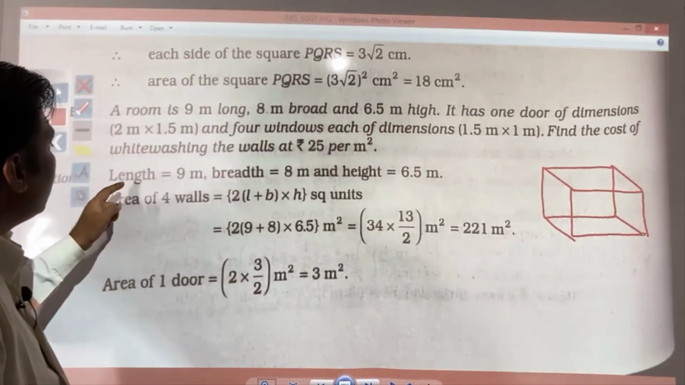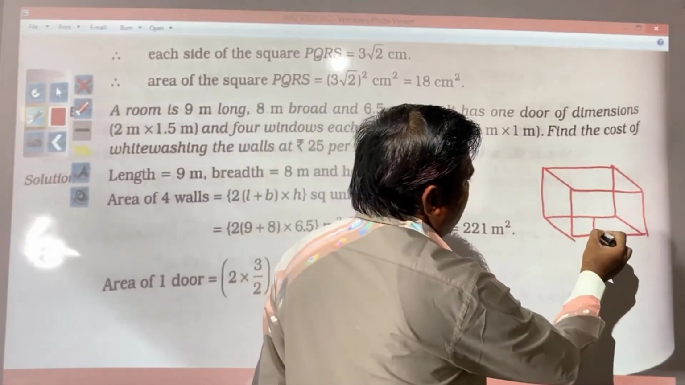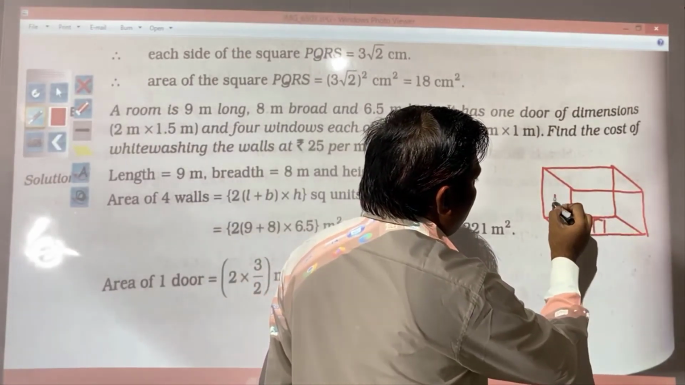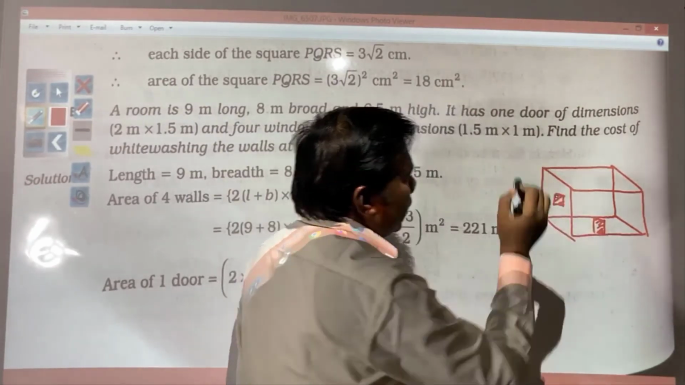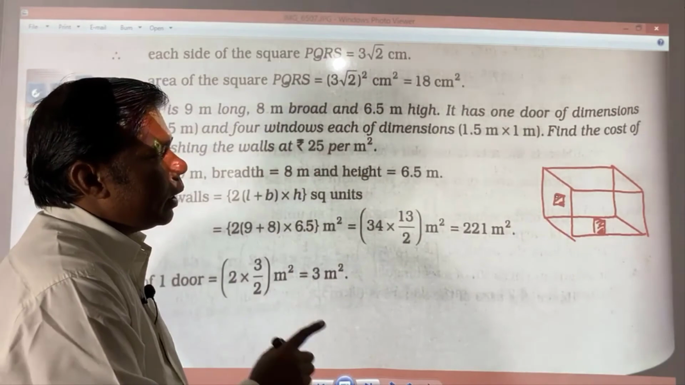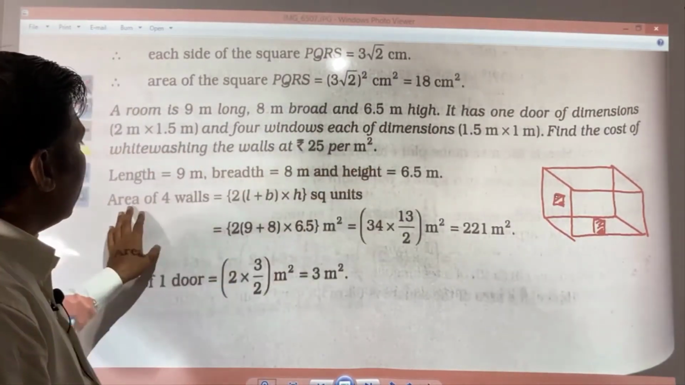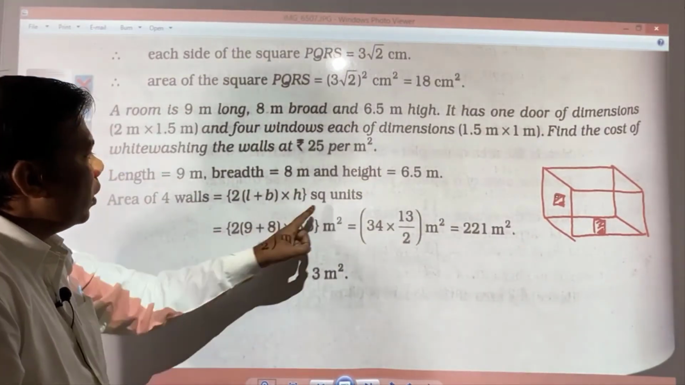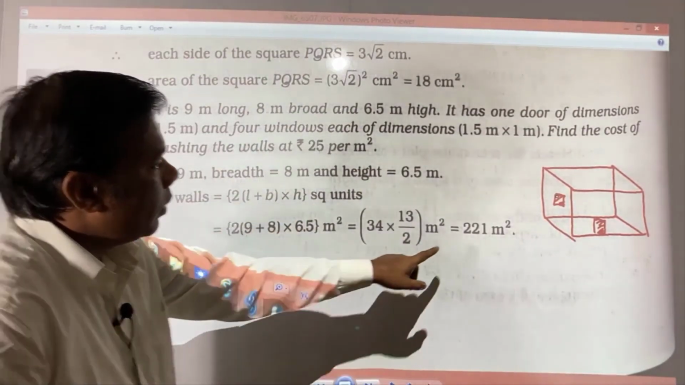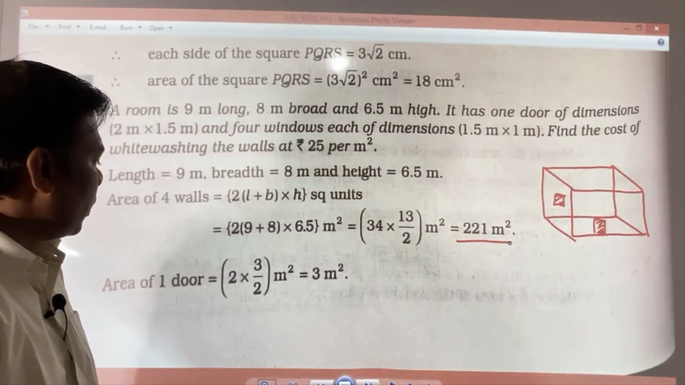So simple it is. Just you see area of 4 walls. Suppose here you have some doors and some windows. So these areas are required to be subtracted. So first of all, you find out area of wall. Length, breadth and height has been given. Area of 4 walls, you know the formula 2h into L plus B. So just you put the formula, you will get area of 4 walls. You have got 221 meters square.